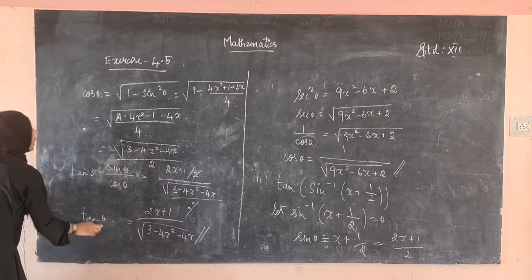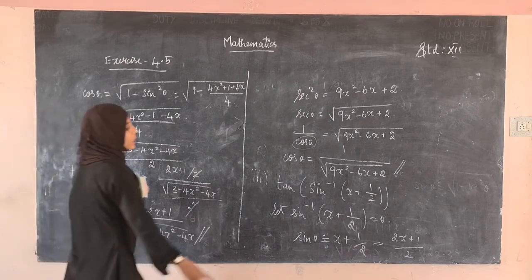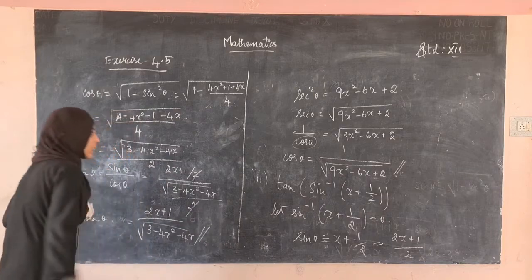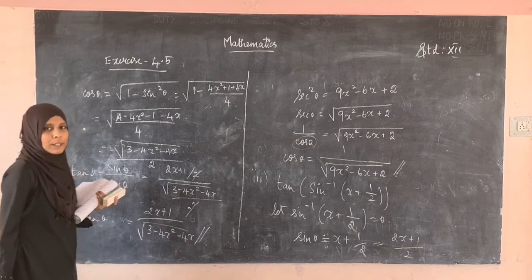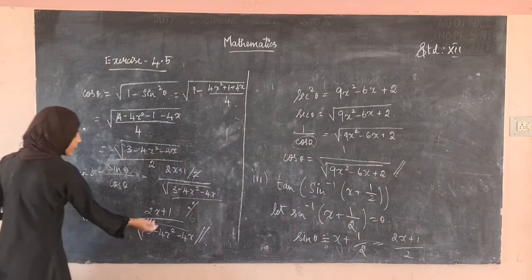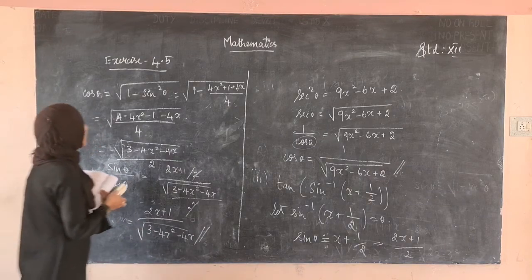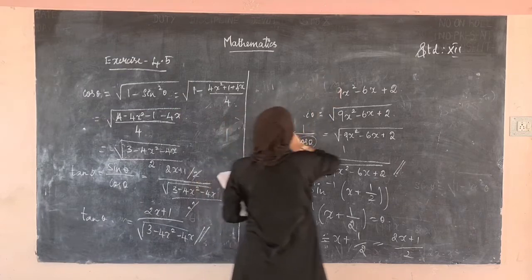That is, for theta what we have substituted? We have substituted sin inverse of x plus 1 by 2 as theta. Therefore, tan of sin inverse of x plus 1 by 2 is equal to 2x plus 1 divided by root of 3 minus 4x square minus 4x. This is the answer. Okay.